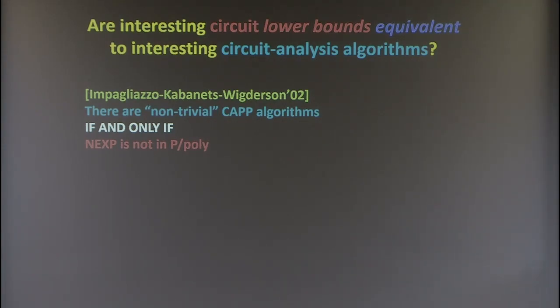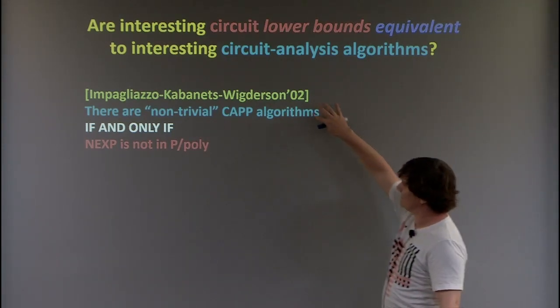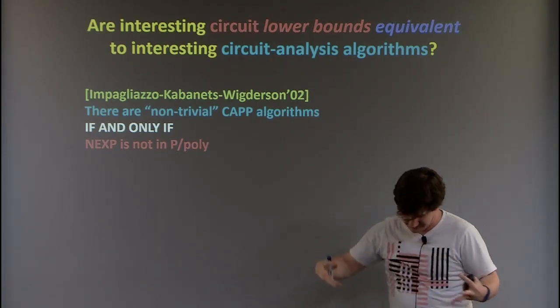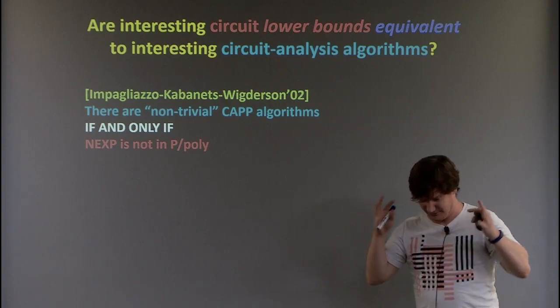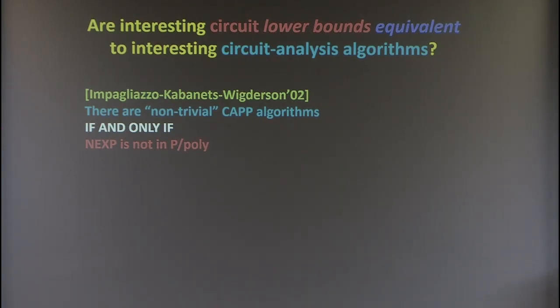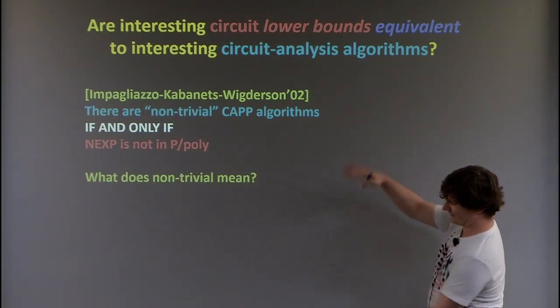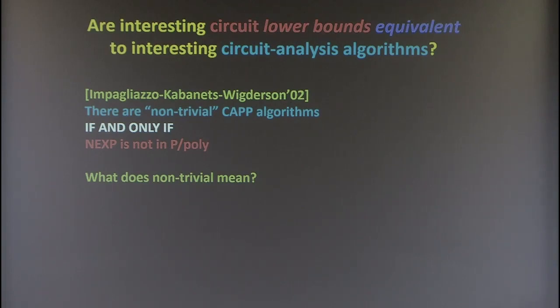Okay? But what's very nice here is that this is an algorithm design problem: taking a circuit and telling me something about the fraction of satisfying assignments. And if you look at it in the right way, it is absolutely equivalent to proving circuit lower bounds, this NEXP not in P/poly. Okay, so what does non-trivial mean? That will occupy the rest of the slide.